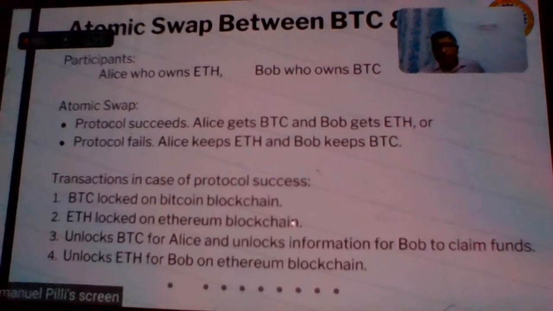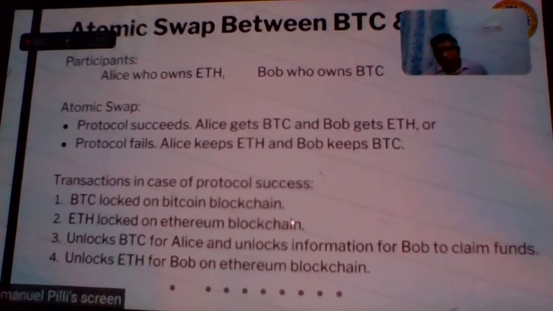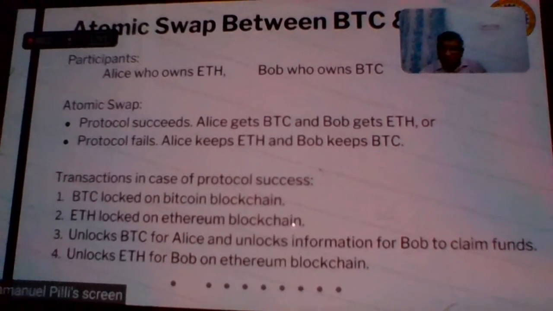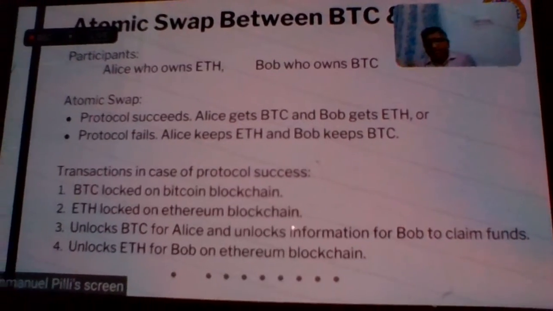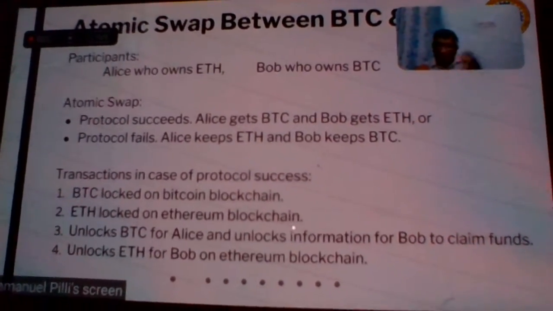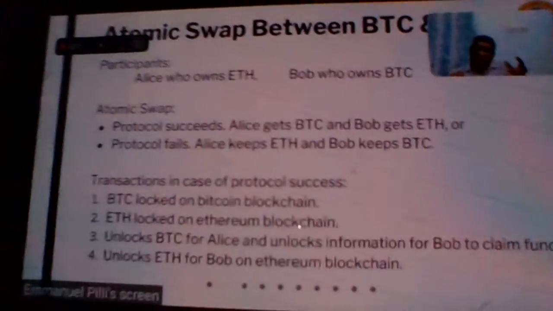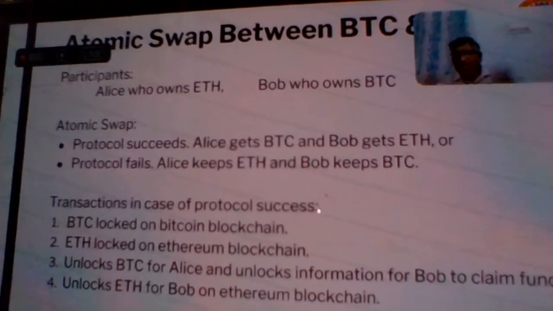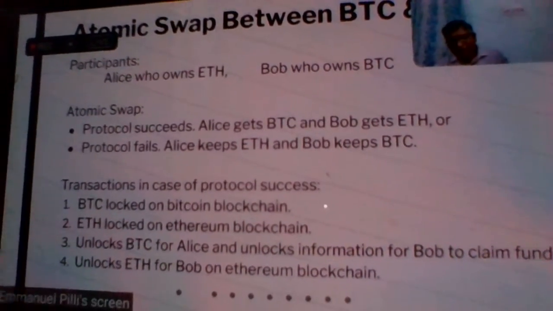Transactions in case of protocol success: Bitcoin is locked on the Bitcoin blockchain, Ethereum is locked on the Ethereum blockchain, then it unlocks Bitcoin for Alice and unlocks information for Bob to claim funds. So Bob gets some information to claim funds, but the Bitcoins are unlocked. And it unlocks Ethereum for Bob on the Ethereum blockchain, and finally the transaction is complete, right?